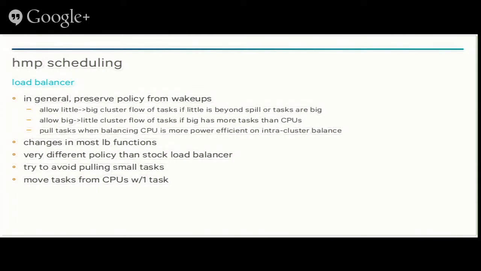Going the other way, migrating tasks from big to little: if you have an overcommitted big cluster, so you have more big tasks than you do big CPUs, then you want the little cluster to help out. And then power-aware scheduling: when we're doing balancing within a cluster, if the CPU running the load balancer is more power efficient than another CPU that it sees is running a task, then it should pull that task over to save power.